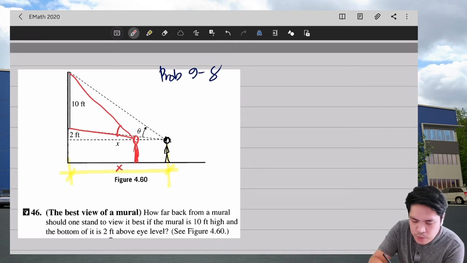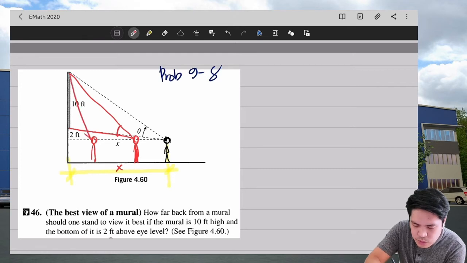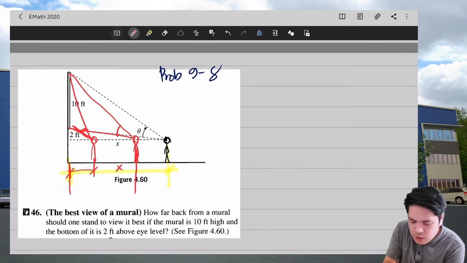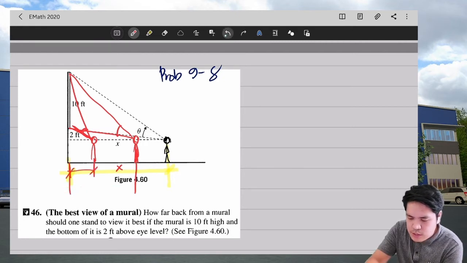Or he could also be too near here, but if you notice, his angle of view is smaller. Right? So therefore, these distances are variable. So we'll call that x. Okay, let me erase this.